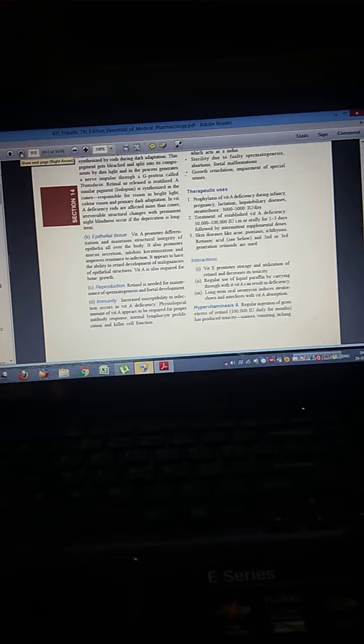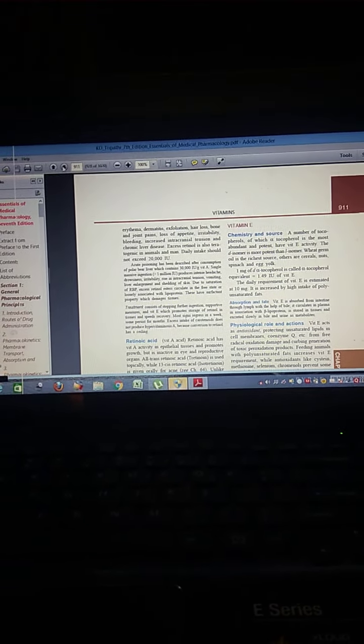Long-term oral neomycin can include steatorrhea. Hypervitaminosis A: regular ingestion of a gross excess of retinol, 1 lakh international units per day for a month, has produced toxicity, nausea, vomiting, and itching.